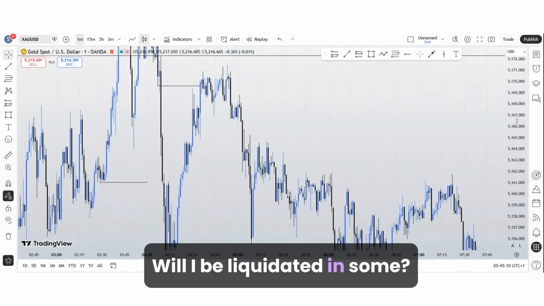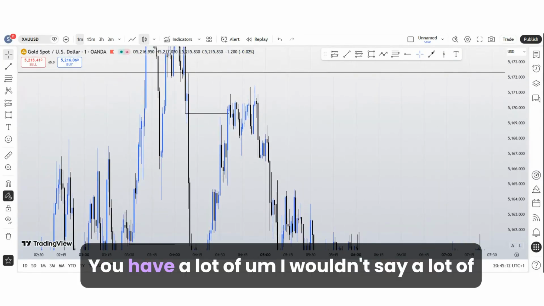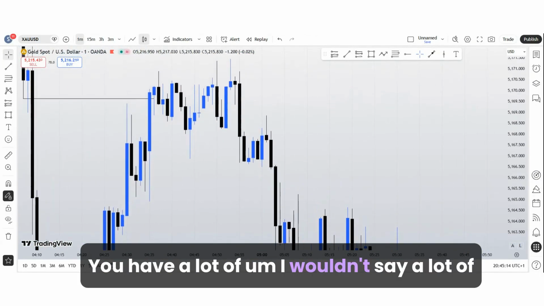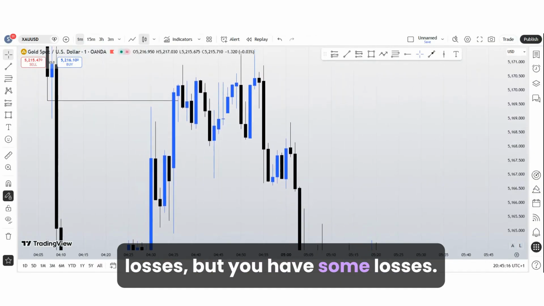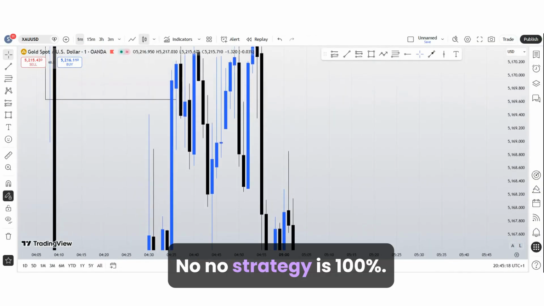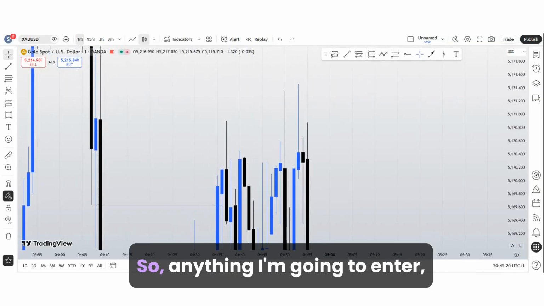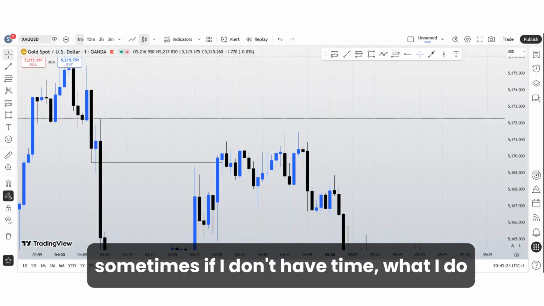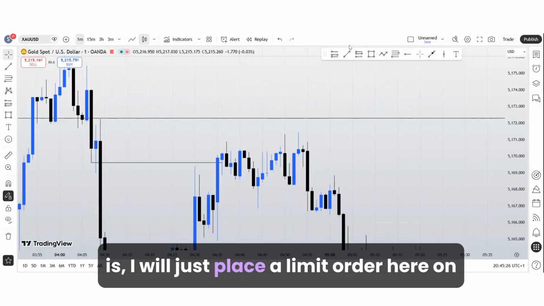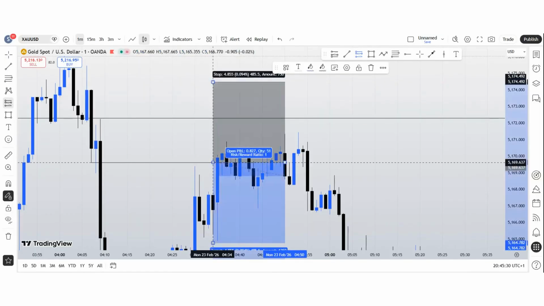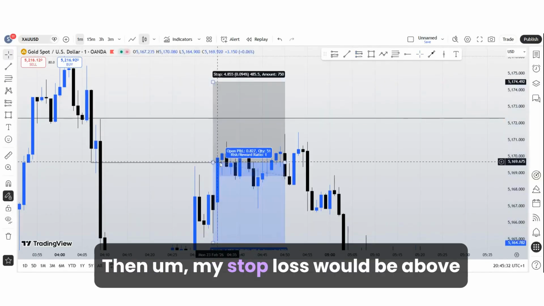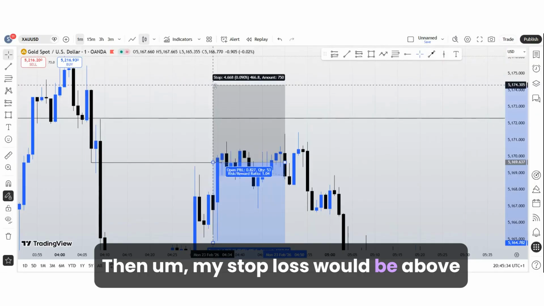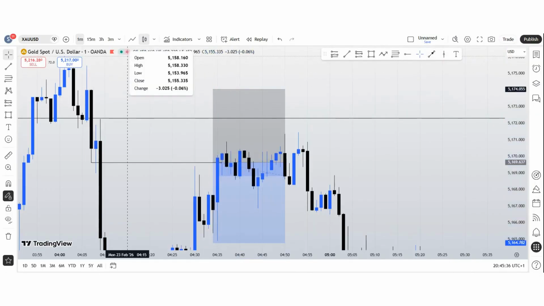Will I be liquidated in some? Yes, you have some losses. No strategy is 100%. So anything I'm going to enter, sometimes if I don't have time, what I do is I will just place a limit order here on this line. Then my stop loss would be above here.